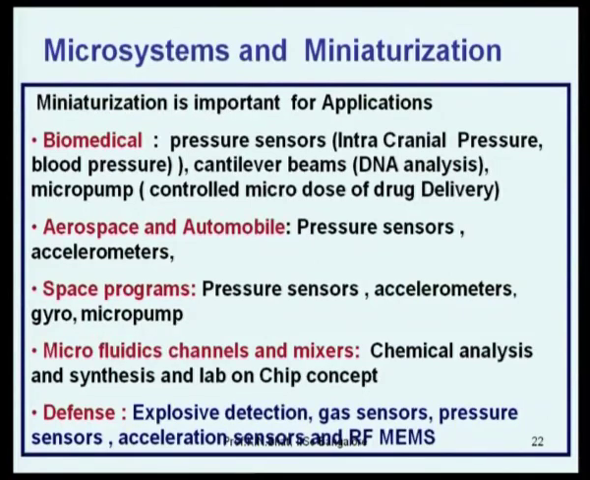You need a micro pump in space applications, because the gyro has a motor, it has a bearing. You need lubrication for the bearing in very small quantities. You need a micro pump to deliver that. Then for defense applications, explosive detection, etcetera, you need many of these sensors.